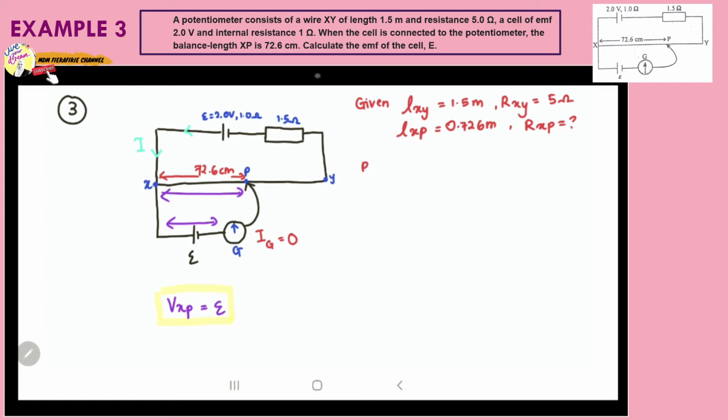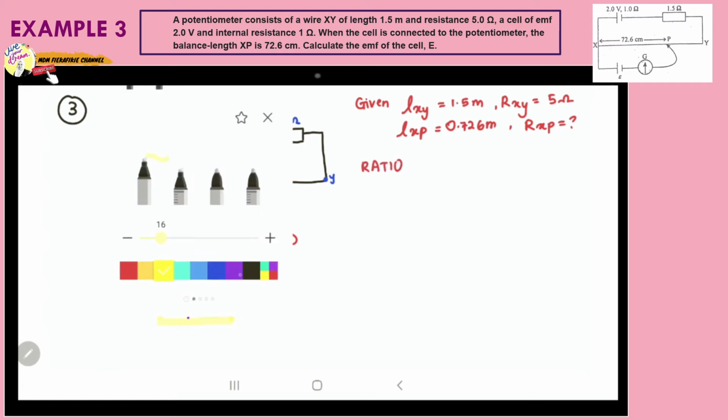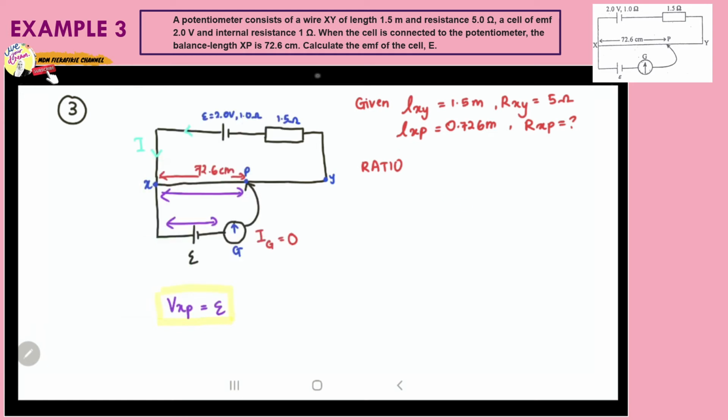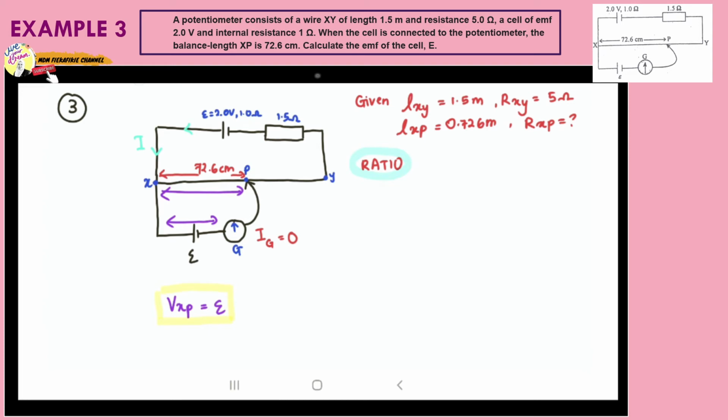So this is very important. I always remind you to do the ratio method. If the length of wire is 1.5 meter with a resistance of 5 ohm, and the wire now is 72.6 centimeter, for example, then what is the resistance? We can do the ratio, right?